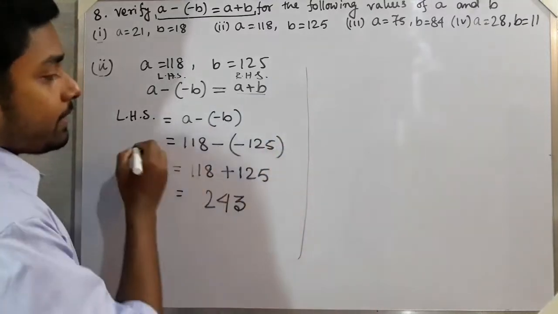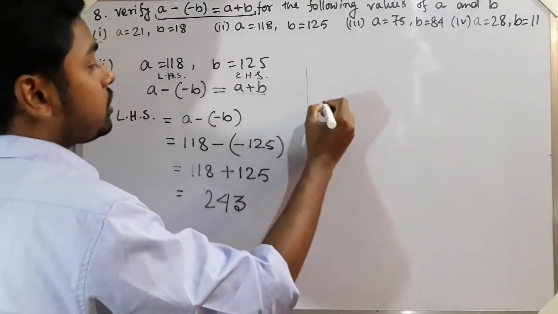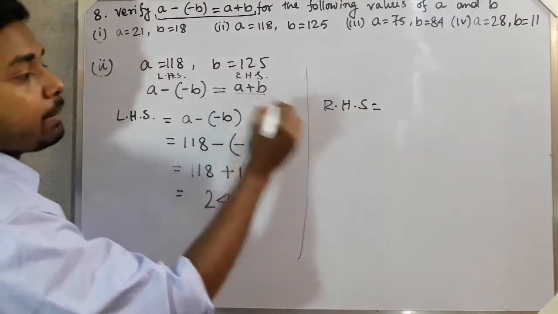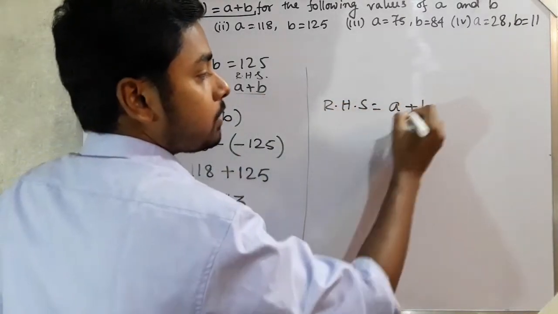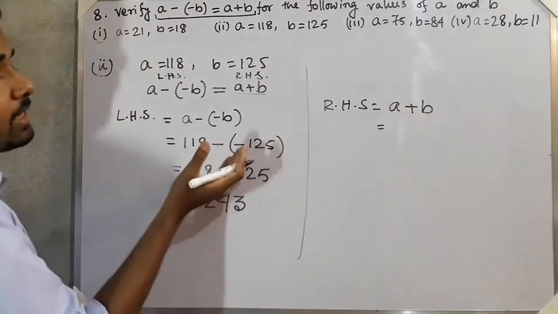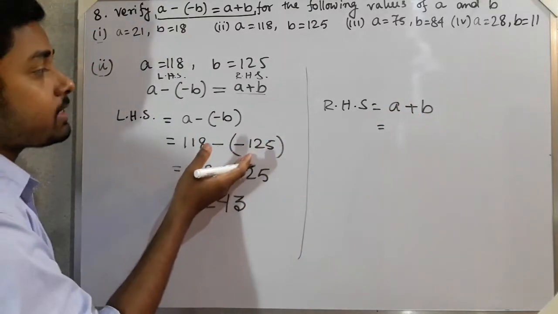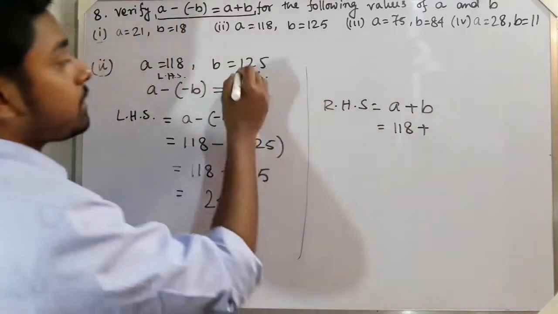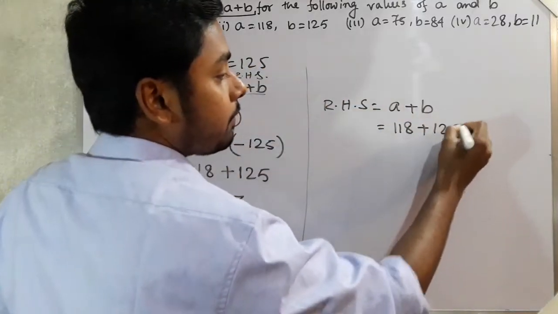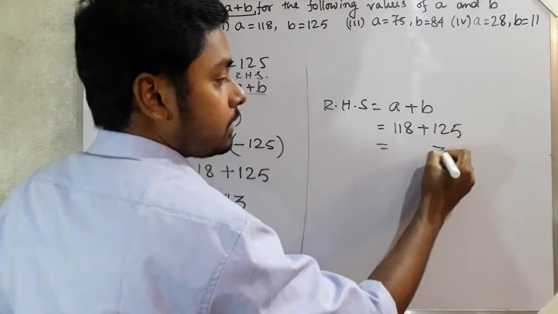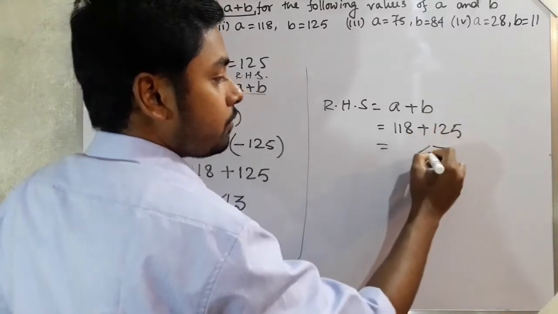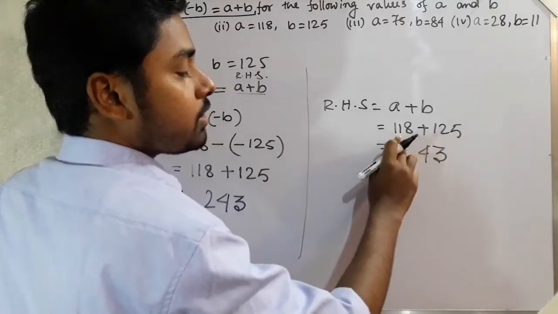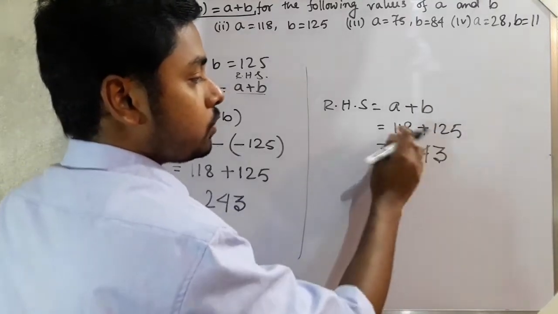Okay, now we will check the right hand side. And what is the right hand side? A plus B only. So what I have to do is put the value as we have put it here in the left hand side. A is equal to 118, plus B is equal to 125. So 8 plus 5 is 13, carry 1, 2 and 1 is 3, carry 1, 4, 2 and 2.